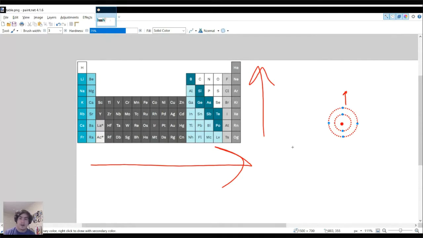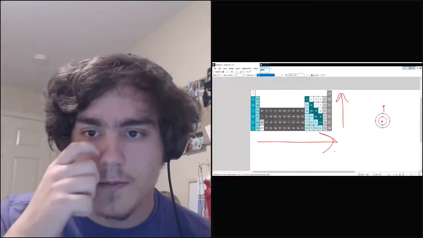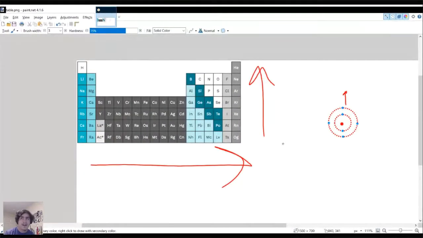When we talk about second ionization energy, I'm going to ask the chat, do you think second ionization energy is greater than the first or lesser than? No, second ionization energy is always greater than the first. The third is greater than the second. The fourth is greater than the third.